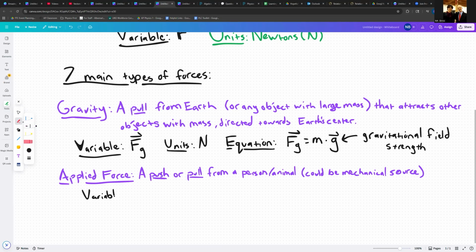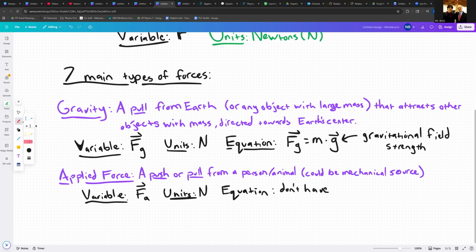So variable, we're going to use FA. You could use capital A, lowercase a, doesn't matter too much. Units are still newtons. All of our forces are measured in newtons. And the equation, well, it turns out we don't really have one. So applied force is weird.